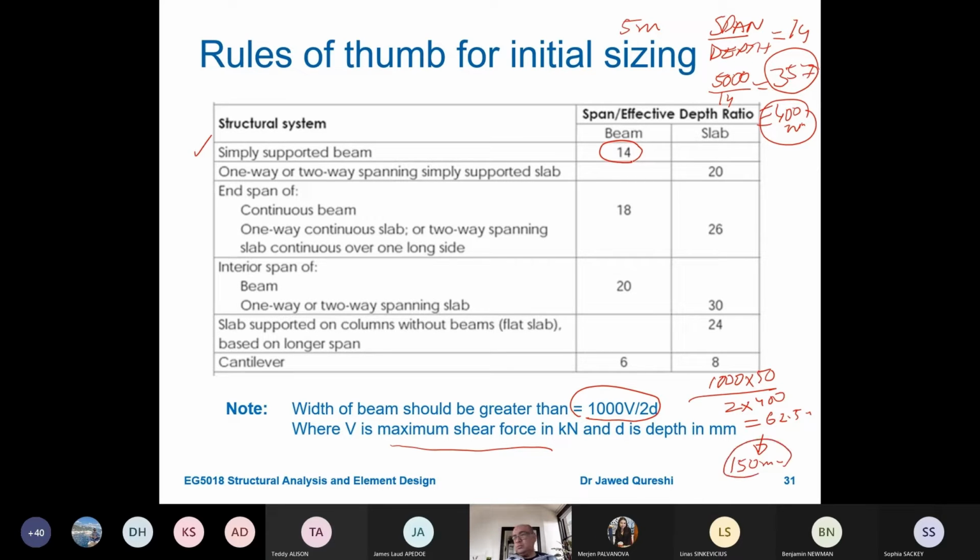All right, so these are rules of thumb. These are not the design code requirements, so you can always have something greater than what comes out of the rule of thumb. They will get you started when you don't have the size of the section. In this module we will have sizes all the time, but this can be very useful when you are working in industry. For slabs, one way spanning slab is a different one, and for interior beams, other beams and cantilevers, you have different span to depth ratios.